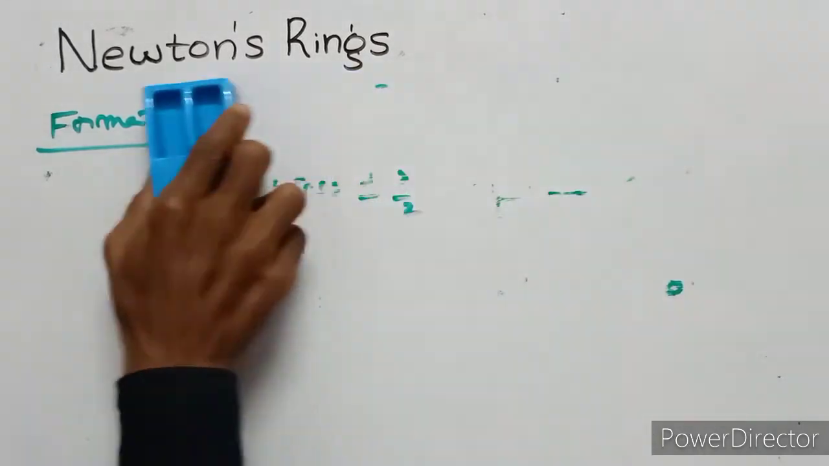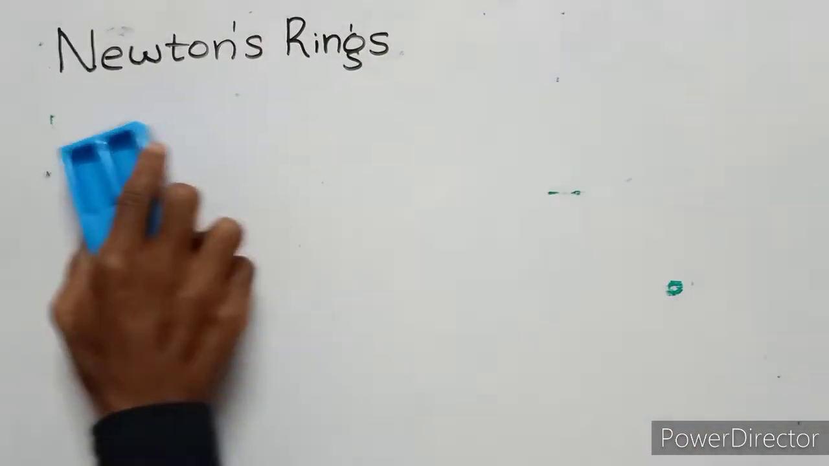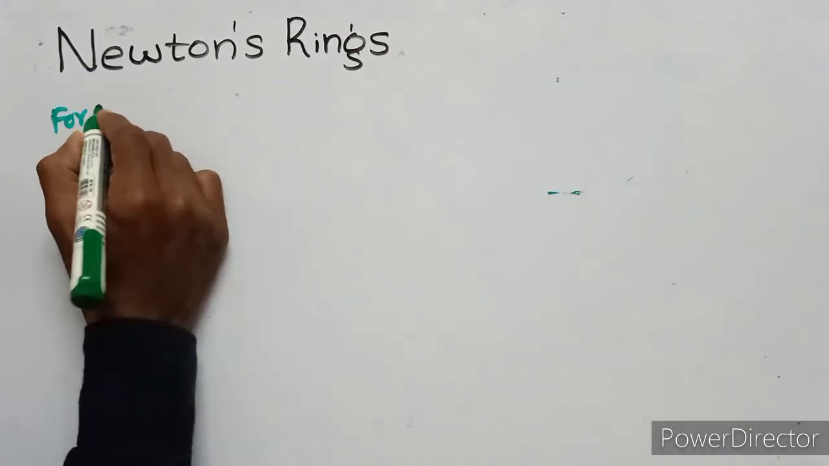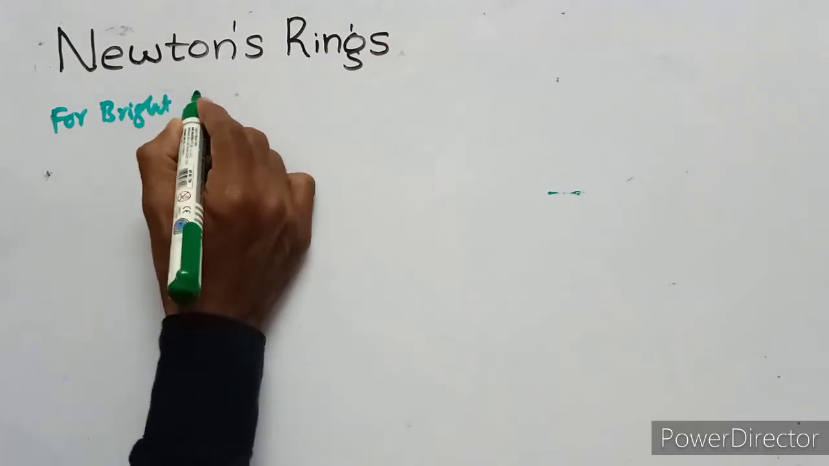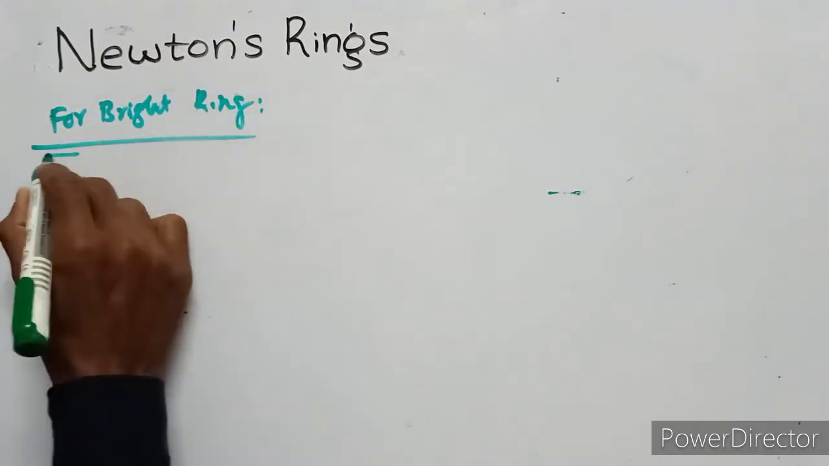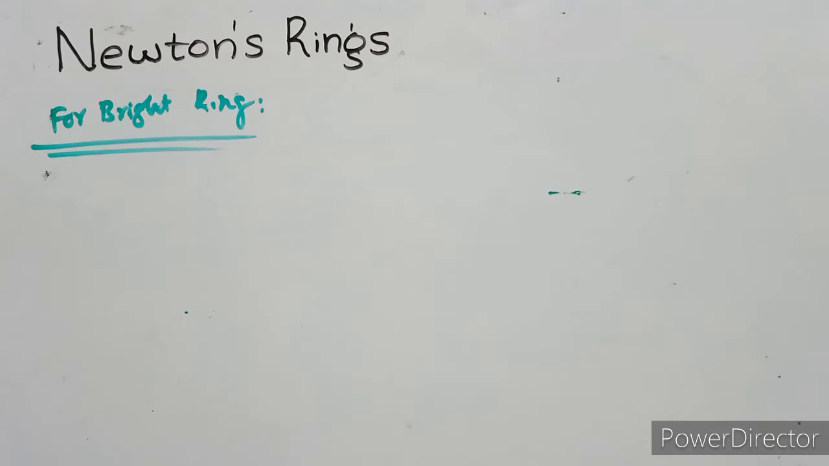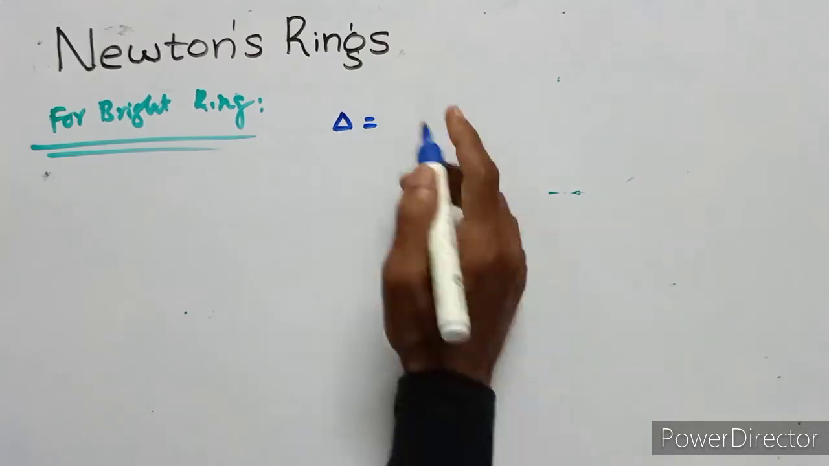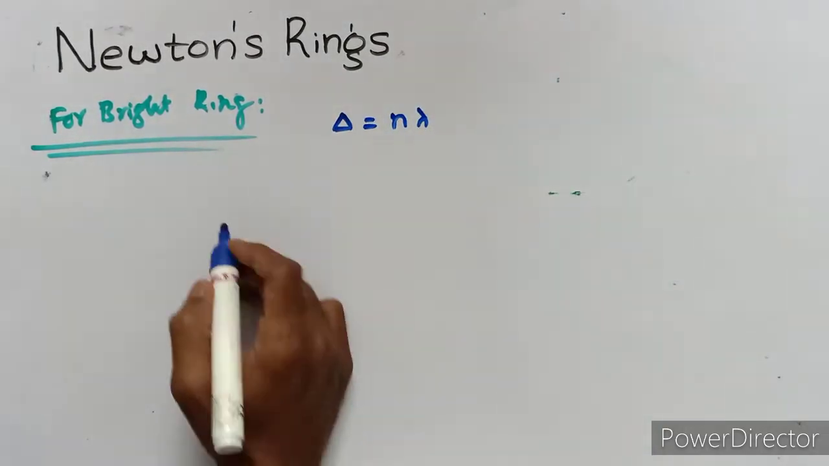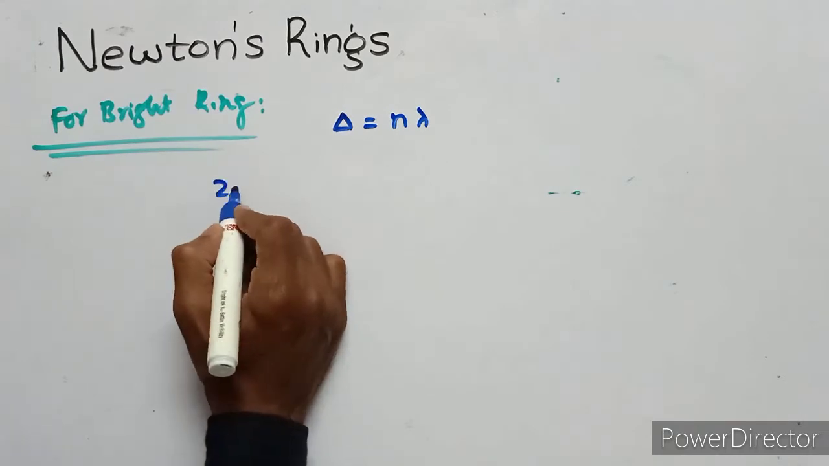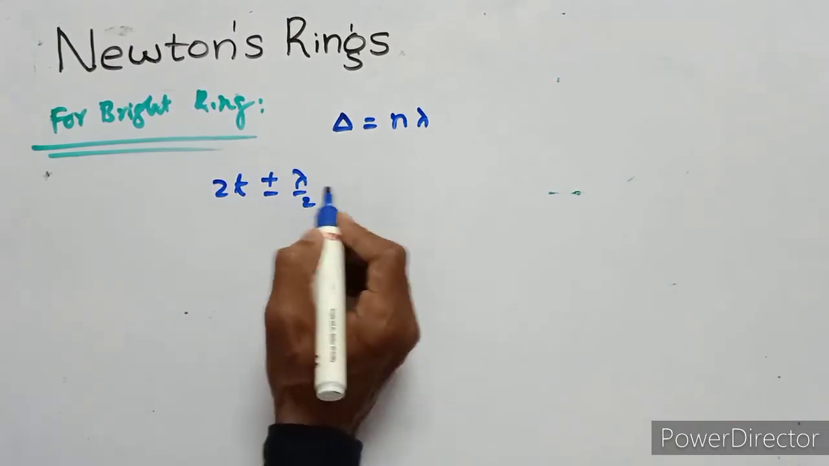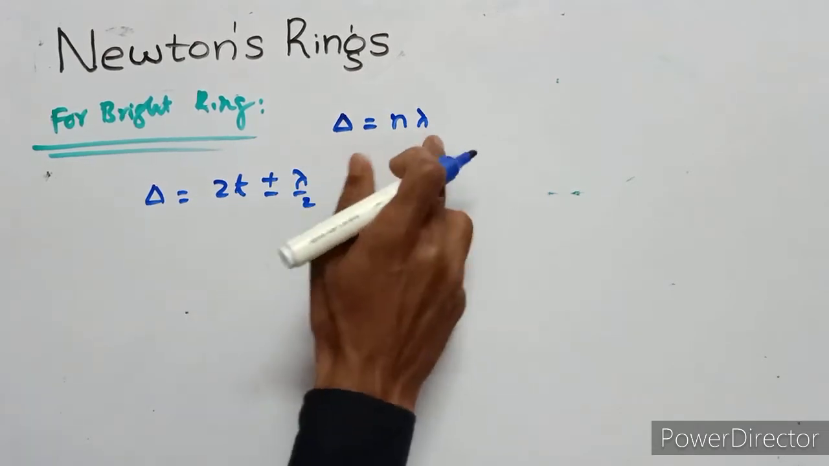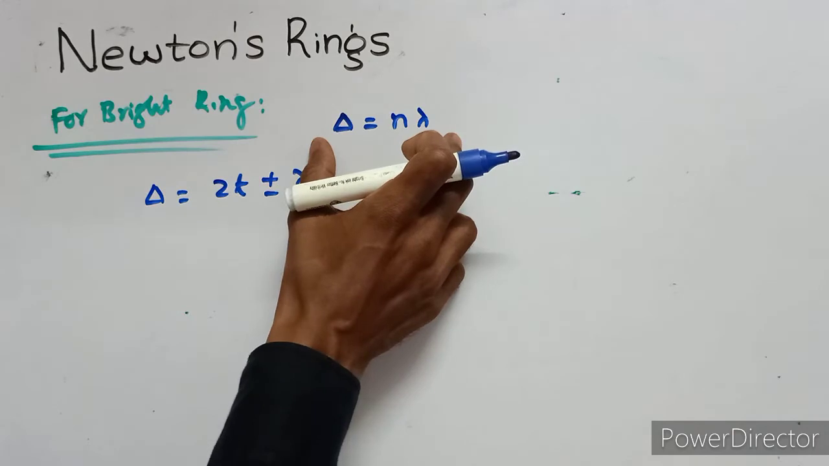Now we have to calculate the conditions of the bright ring and the dark ring. For the bright ring condition, generally the effective path difference for the bright condition is delta equals n lambda. Here our path difference is delta equals 2t plus or minus lambda upon 2. The general condition is that delta equals n lambda.